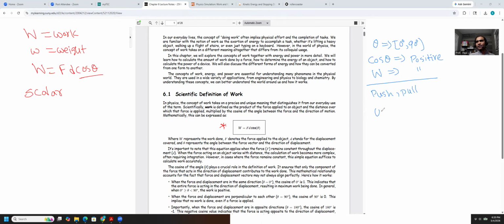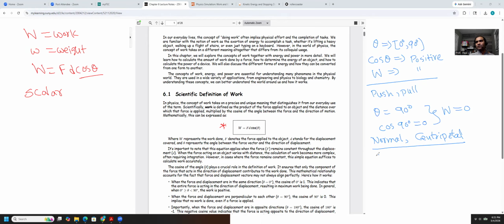If theta is exactly 90 degree, cosine 90 degree is equal to 0. So that means work done is equal to 0 when the force and displacement are perpendicular to each other. For example, the normal force. Normal force is perpendicular to the displacement. We'll see in the next page. Centripetal force also does no work. So these are some examples of zero work.